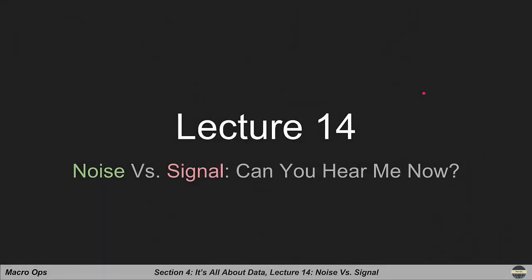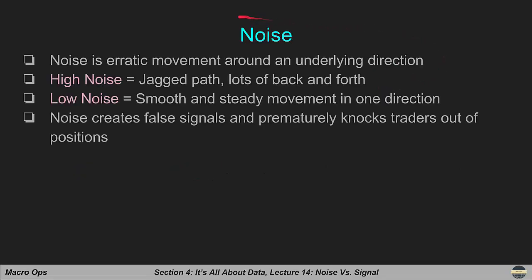And welcome to Lecture 14, Noise versus Signal. We're going to get into consolidations and trending from a different, more quantitative perspective. So let's start off by defining what exactly noise is. We can think of noise as the erratic movement that surrounds a price's underlying direction.